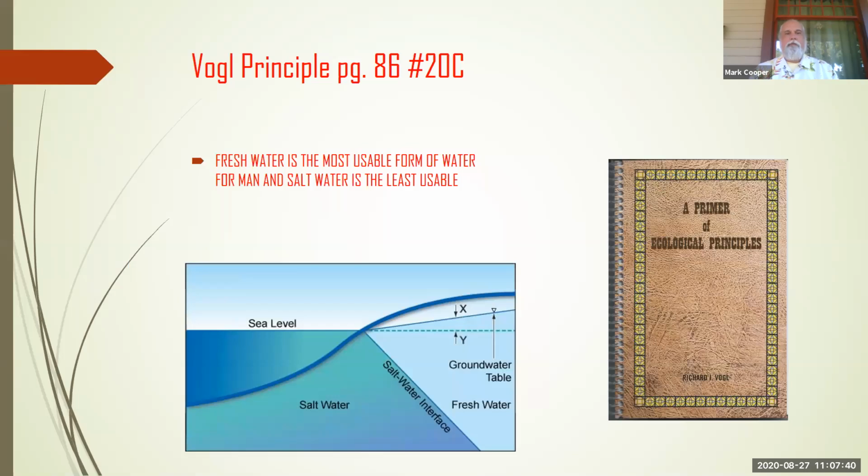All right, fresh water is the most usable form of water for man, and salt water is the least usable. So that's another principle we want you to memorize. And again, salt water, although it's important, I don't want to discount it. There are obviously animals that live in it and things like that. But for humans, as humans in the environment, it is really fresh water that is the form. And again, there is a very limited amount.